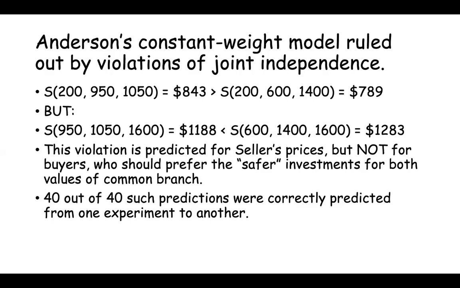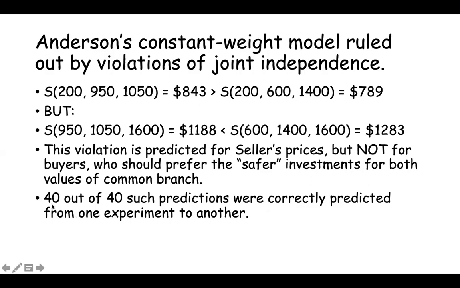So this is predicted for the seller's price, but not for the buyer's price. Buyers should prefer the safer investment in this case, in both cases, because they're so risk averse, in fact. This is based on risk neutral, because notice the mean value is the same on both sides. You have to change the mean value if you're going to get a violation for buyer's prices.